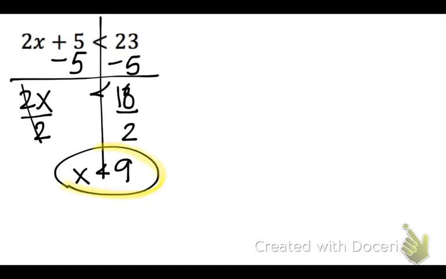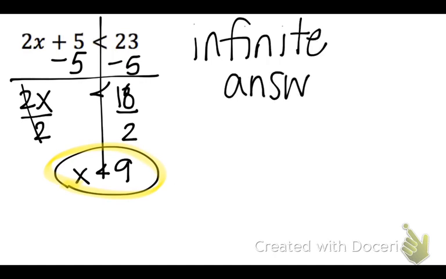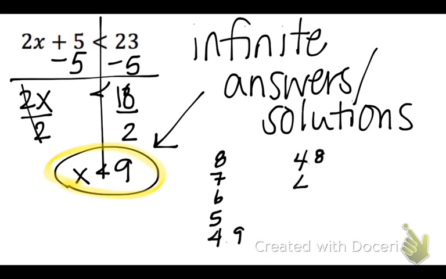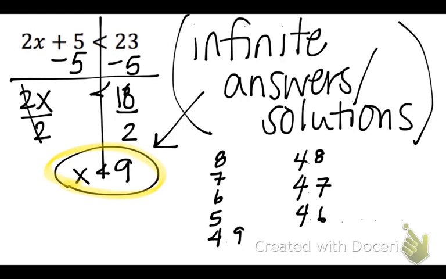Okay? It looks like one answer, but in fact you know that it represents infinite solutions or infinite answers. Answers, solutions, possibilities, etc. There's actually infinite answers within that statement because x just has to be less than 9. It could be 8, it could be 7, it could be 6, it could be 5, it could be 4.9, it could be 4.8, it could be 4.7, it could be 4.6. It could be all of these things. It just has to be less than 9. So x is less than 9, and that, by the way, means infinite solutions.